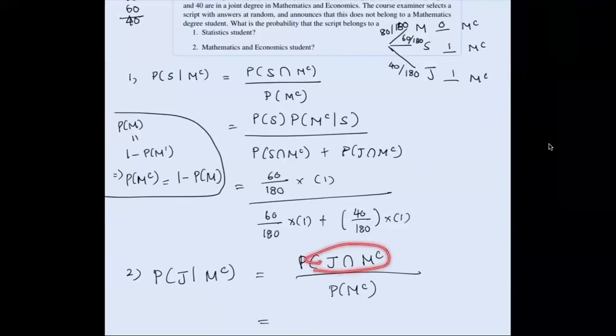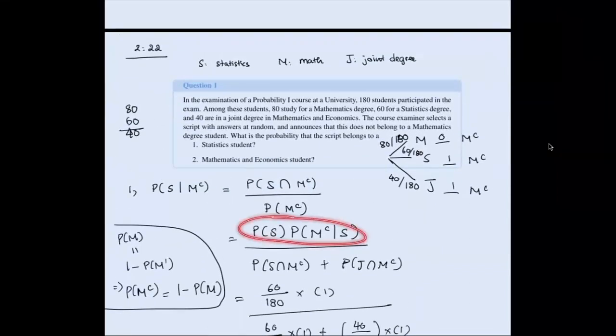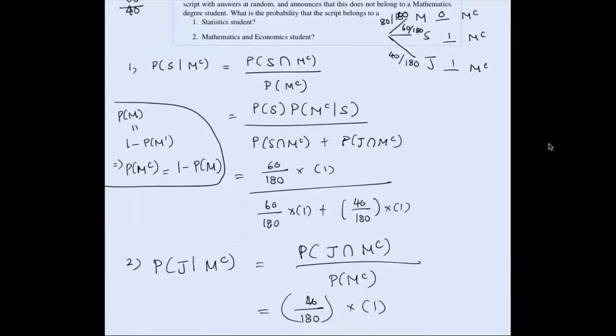So for the joint degree and non-math, you can go this way, which is 40 over 180 multiplied by 1. In the exam, I recommend you write out that step by step like this. What is the probability of the intersection? We use the multiplicative law in order to get that. Just be as specific as possible, so in case you make some error, you still get partial marks.